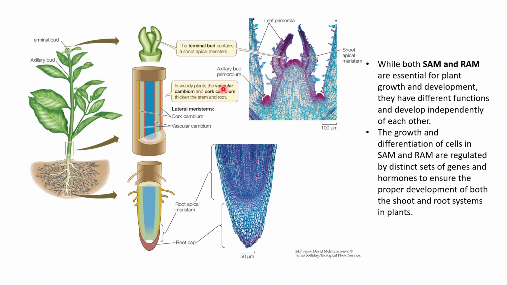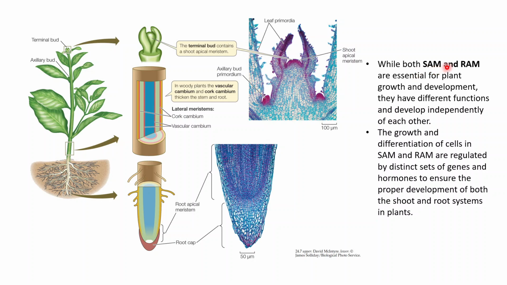And in woody plants, the vascular cambium and cork cambium thicken the stem and root. So these tissues arise from the procambium, which then forms the vascular cambium and the cork cambium, which can increase the thickness of the plant. These are called lateral meristem, lateral growth of the plant. Then at the basal side, we have the root cap, which guards the root apical meristem. So here is a cross-section representation of the root cap with the root apical meristem.